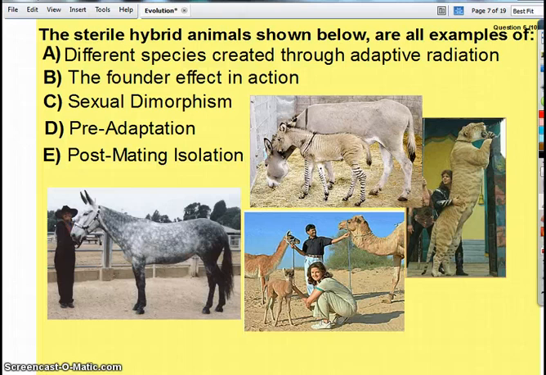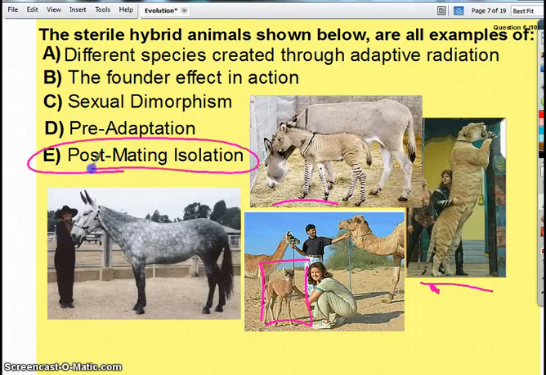In this case, they can make an offspring. The donkey and the horse make a mule. You get the zedonk here. This is the koala. He's so cute. And then the liger. These are all, but the problem is these are sterile organisms. I think female ligers are actually fertile, but the males are sterile. So you couldn't have a population of ligers that could then reproduce with each other and keep the thing going. So this would be post-mating isolation.